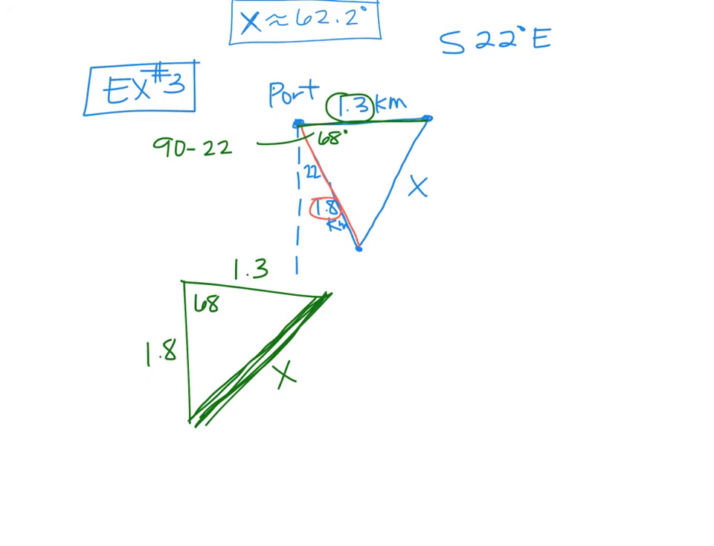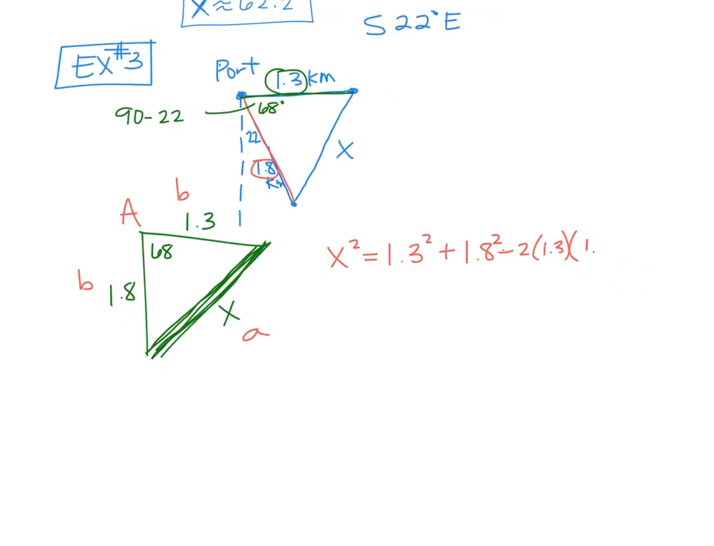What's A? What's lowercase a? That's x. So capital A is here. And then B and C are interchangeable. So it's going to be x squared equals B squared plus C squared minus 2 times B times C times the cosine of 68. Okay, so plug that into your calculator again, just make sure you're getting it. I will plug it in also to verify your number.